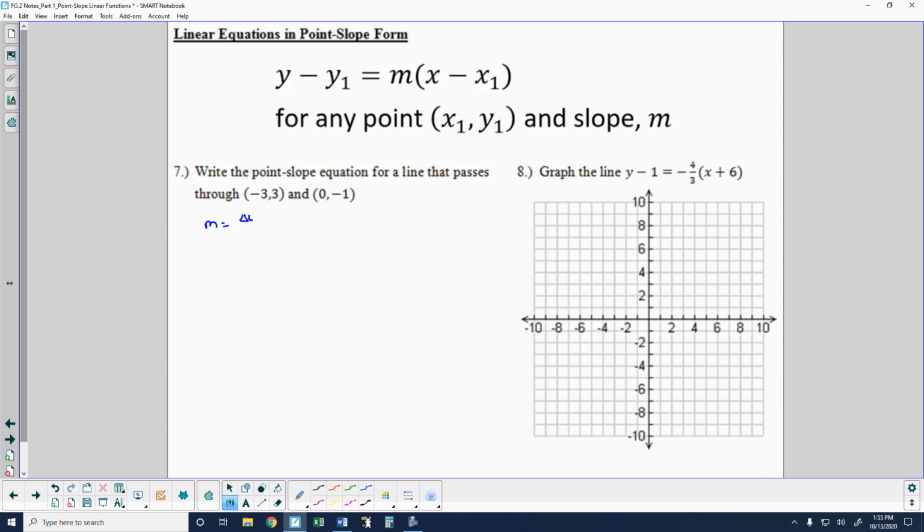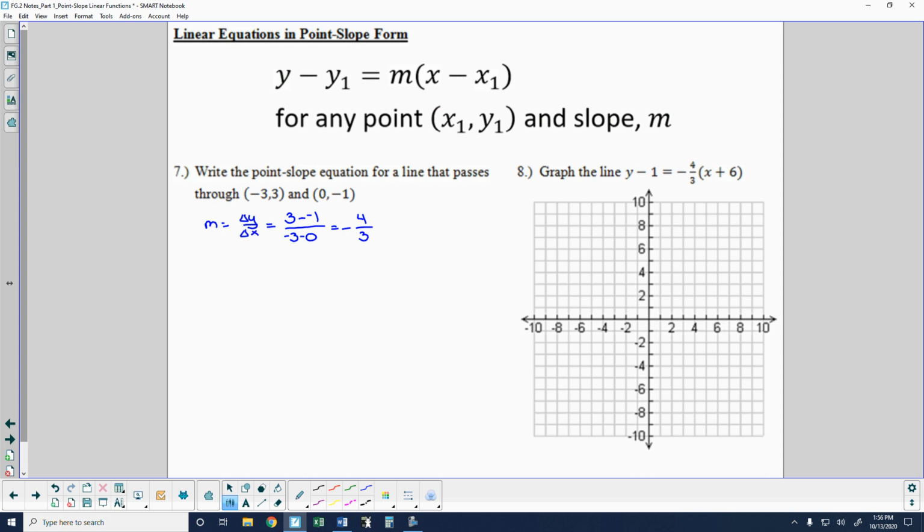Slope is equal to the change in y over the change in x, or y minus y over x minus x. So what I can do here is I can take 3 and subtract -1, the y values in the numerator, and then take -3 and subtract 0, the x values in the denominator. This would give me 4 over -3, or -4 over 3. This is the slope for the line. So this is our m value.